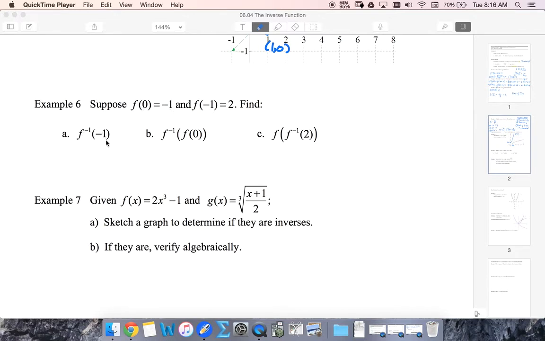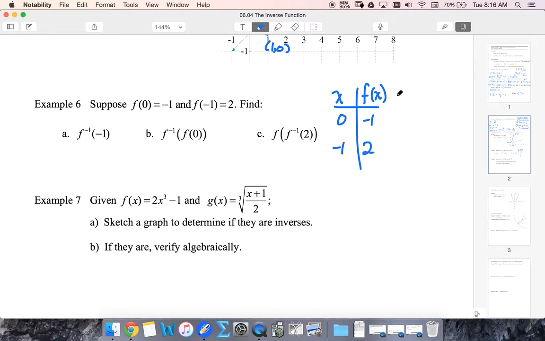So f inverse of -1. Let's think about what we're doing here. This means we're taking, I'm going to make a little table over here to help me show this. So x, f of x. So if we put in 0, we get out -1. We put in -1, we get out 2.